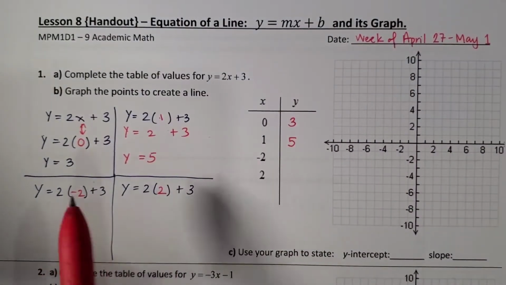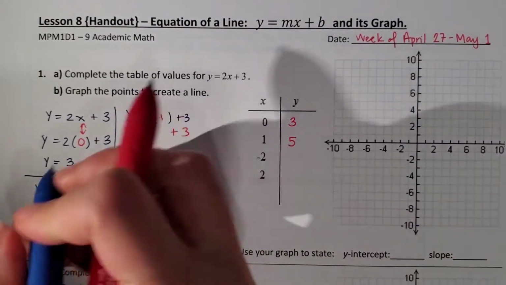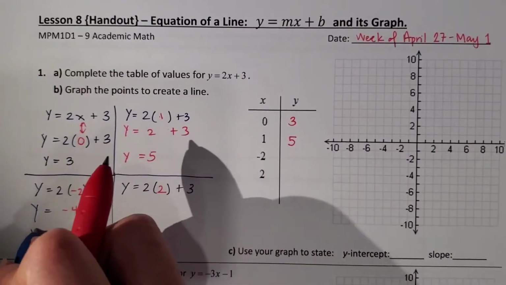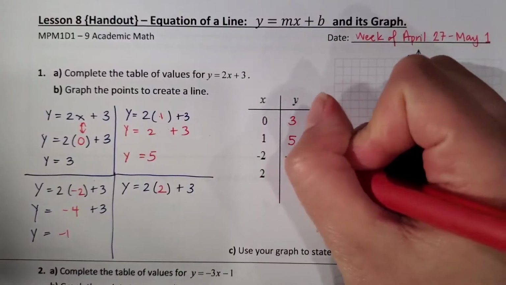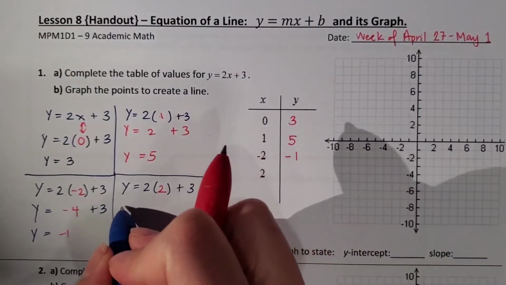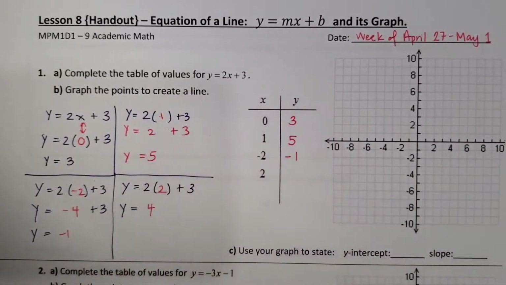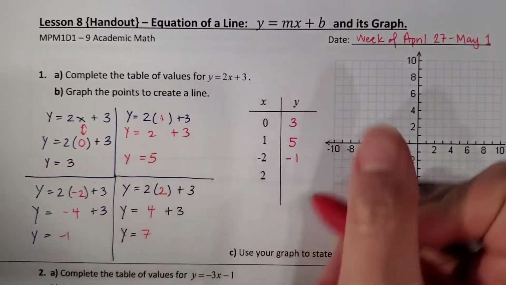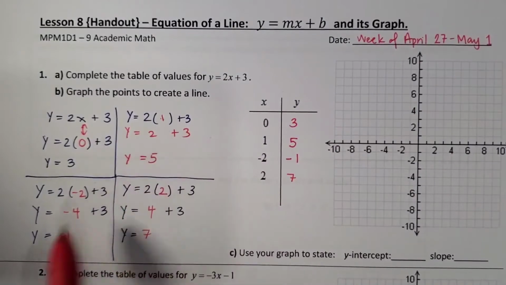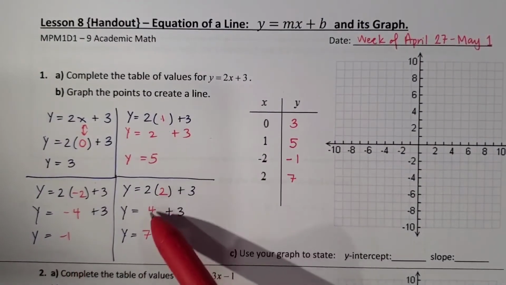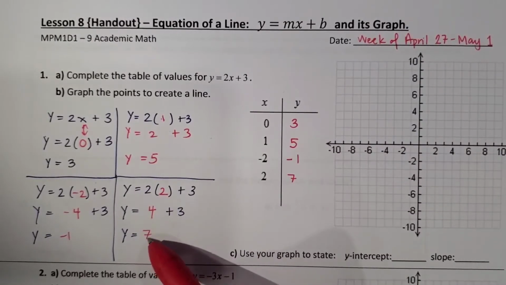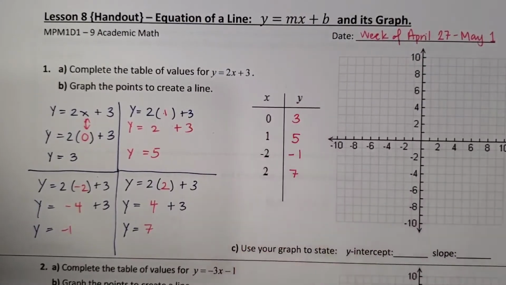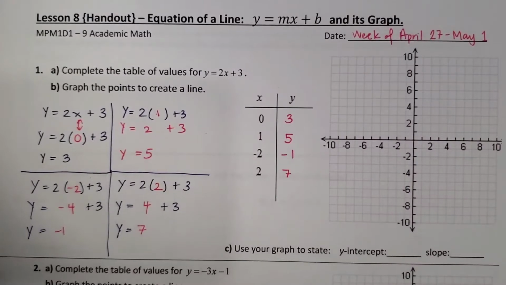Here, when x is equal to negative 2, we have y is equal to 2 times negative 2 is negative 4. And then we get y is equal to negative 1. Okay, the next one, you get y is equal to 4 plus 3, and then y is equal to 7. So notice here, I messed up on this one, but on here, I tried to keep the red colors as the steps that you're doing so that you can see what step is happening. Okay, so now that we have the table completed, let's graph the line.